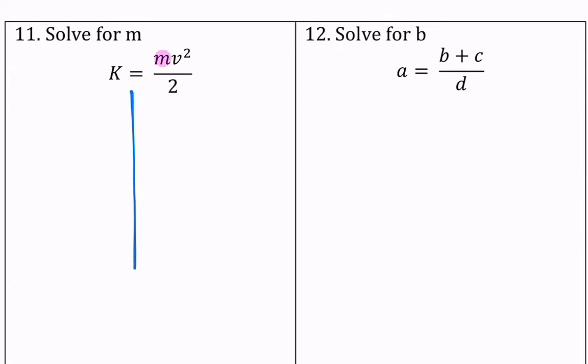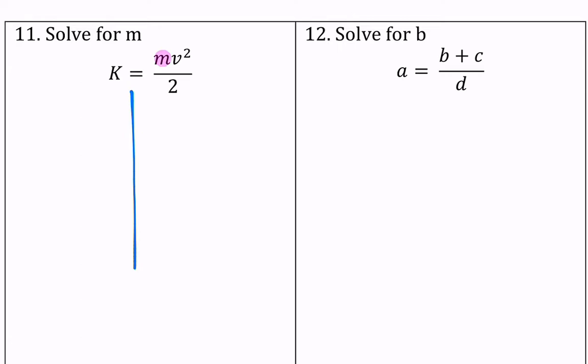On number 11, we want m by itself, so I look on the side that has my variable. I see there's 2 things here that we need to get rid of. So guys, whenever your variable is inside of a fraction, the first thing you want to do is get rid of that bottom part. How do I get rid of a divide by 2? The opposite of a divide by 2 is a multiply by 2.